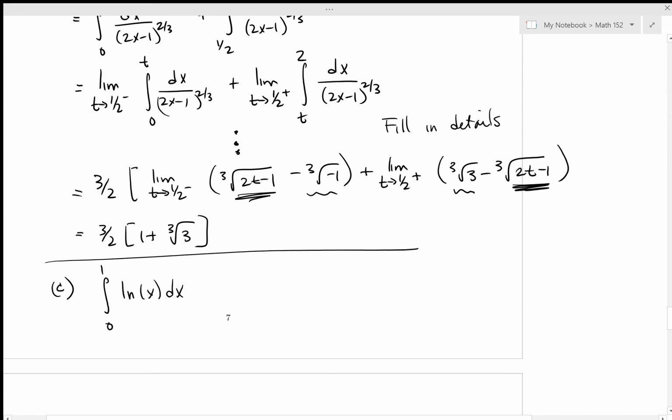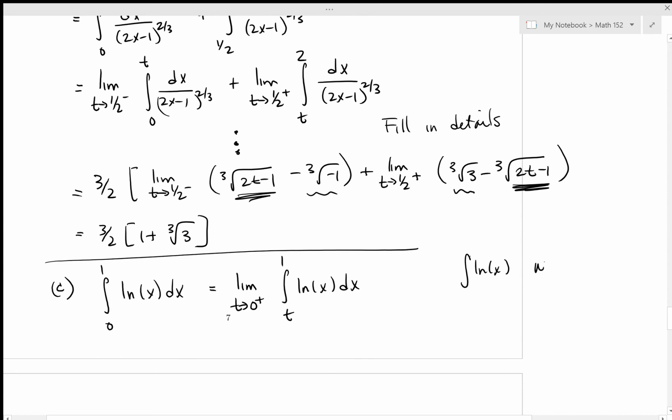Okay, well, so the problem is at 0. Can't take the log of 0. So we identify where the problem is. So we're going to isolate the problem out here into the limit, and we're going to have the limit as t goes to 0 of the integral from t to 1 of log x dx. And then we need to be able to integrate log x dx. We have done this in a previous video. Let us just reclaim that information.